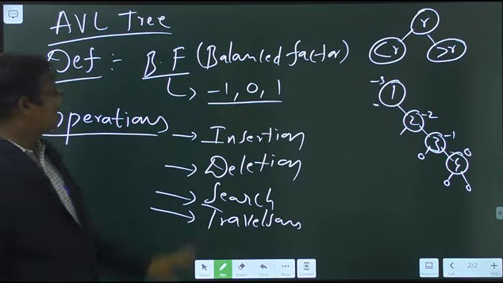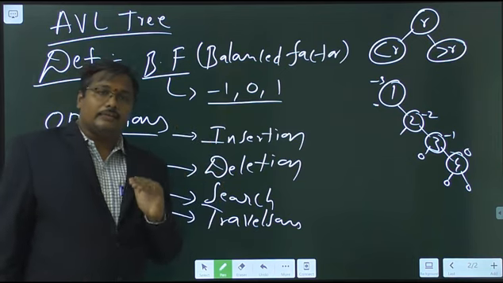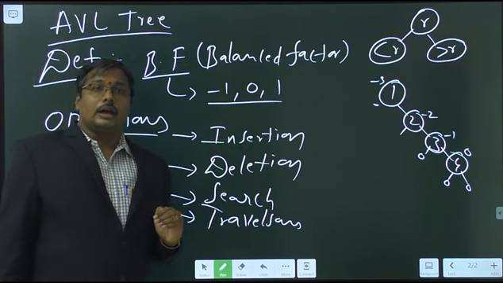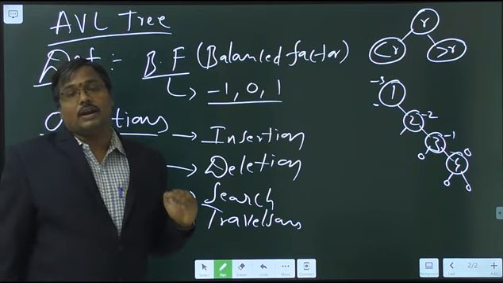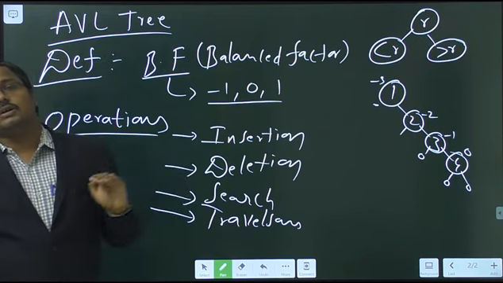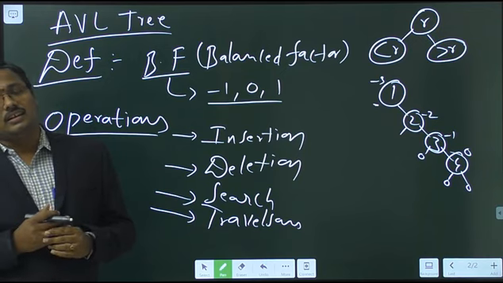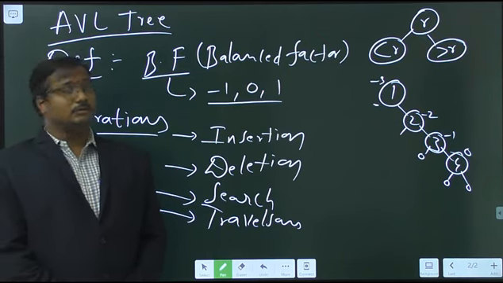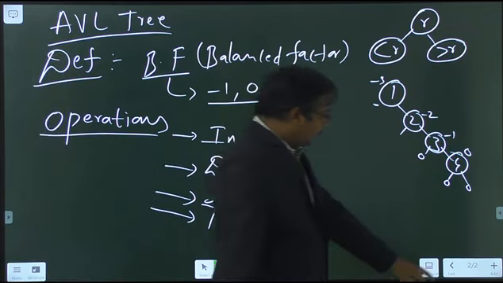Till now what we discussed is the difference between a binary search tree and an AVL tree. AVL tree is also one kind of binary search tree, nothing but a balanced binary search tree, and here the balance factor values of only -1, 0, 1 are allowed. Such types of trees are called balanced binary search trees, nothing but AVL trees. The different kinds of operations are insertion, deletion, search and traversals. These are the 4 different kinds of operations in an AVL tree.